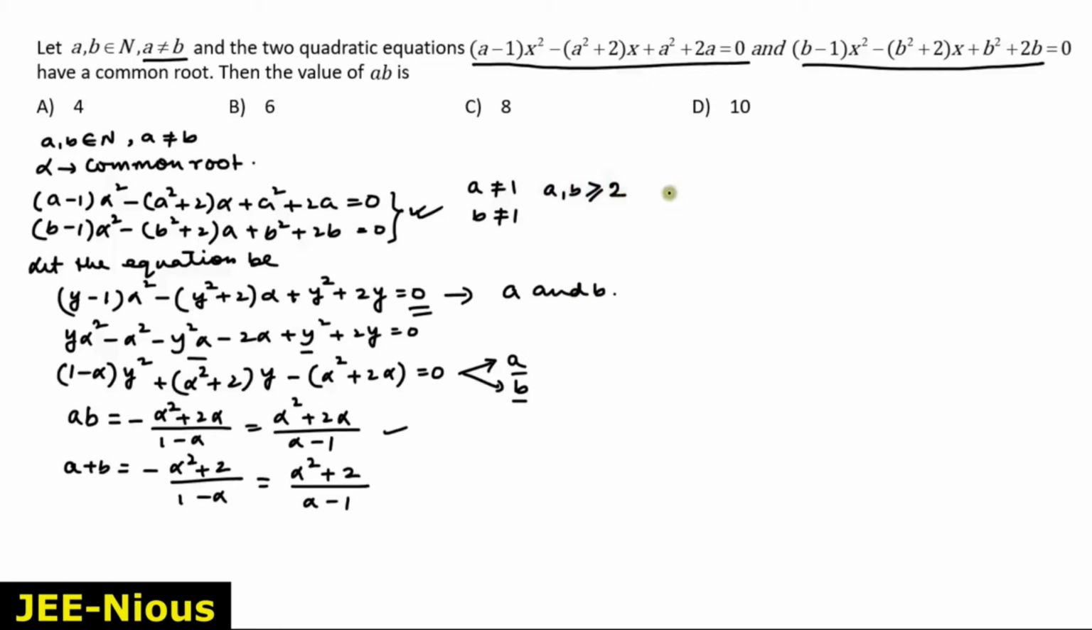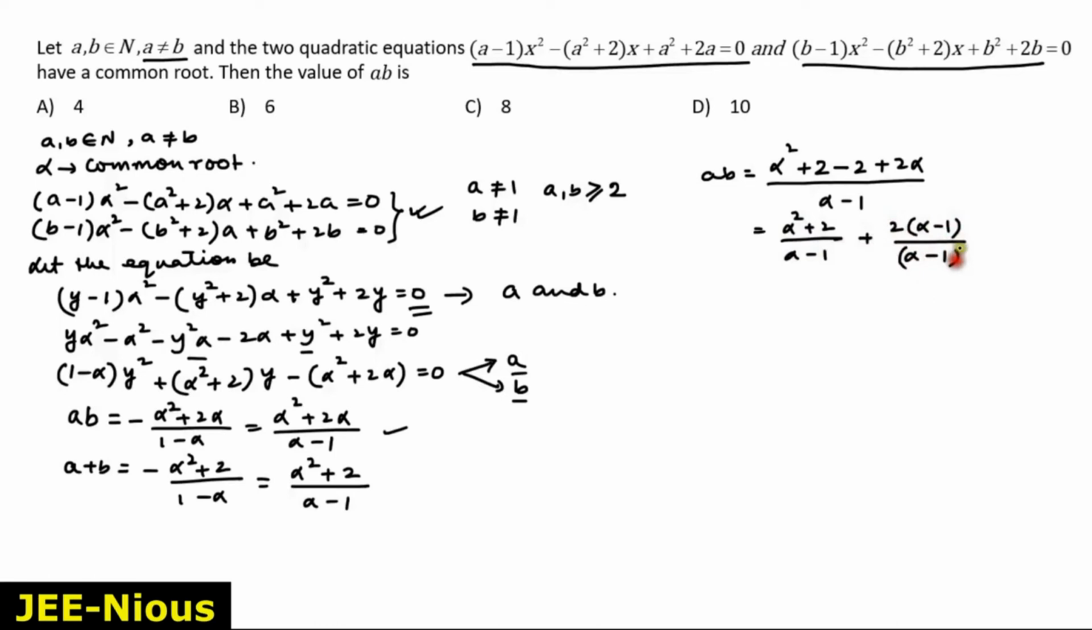So now we can say that ab is basically what? Look at it carefully. It is alpha squared plus 2 alpha, which I am writing as alpha squared plus 2 and then minus 2 plus 2 alpha, divided by alpha minus 1. So if we separate, we are going to have (alpha squared plus 2) by (alpha minus 1) plus, if I take 2 common, (alpha minus 1) by (alpha minus 1). So this will go off, as alpha is not equal to 1. Have you understood why I have said alpha is not equal to 1?